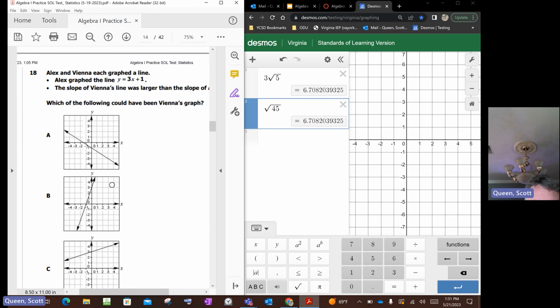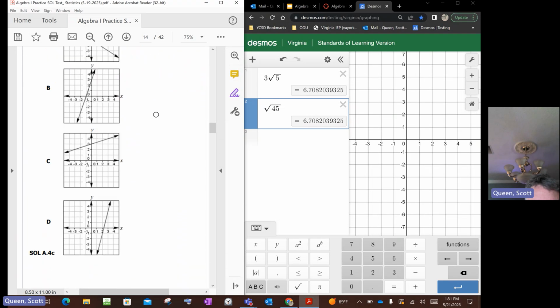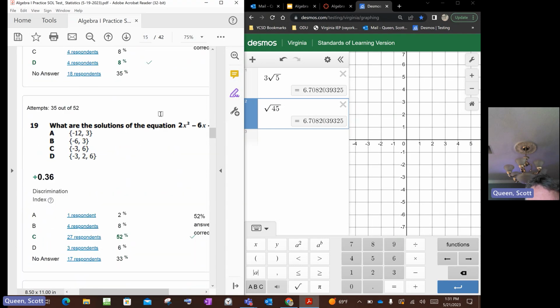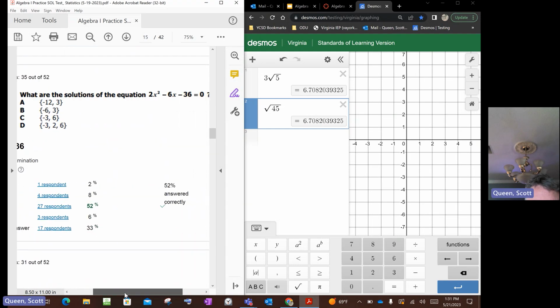Now this one looks kind of difficult, but I'm going to come back to this one anyway, because this does look a little scary, but this was harder. People made it harder than it was. We'll come back to 18. All right, 19.